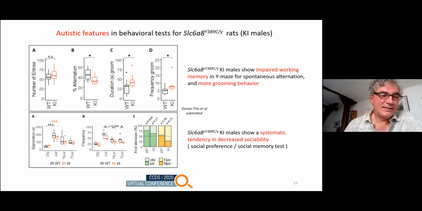Finally, we also did a lot of behavioral tests, and to be short, I show you two figures here. We observe more grooming behavior and impaired working memory in our rats, and a systematic tendency toward decreased sociability in our rats. So these are some of the results we have obtained. Lara Durand-Trio, who is a postdoc in my group, is now working a lot to characterize more deeply this knockin rat for creatine transporter deficiency.